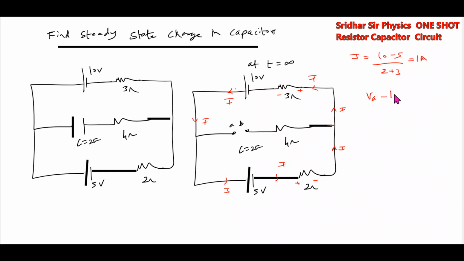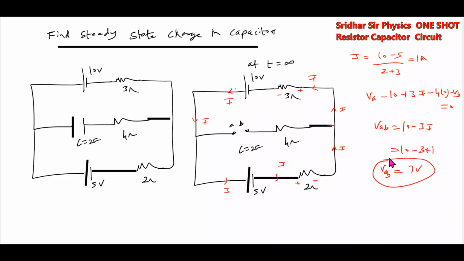Then VA minus 10 plus 3I minus 4 into 0 minus VB equals 0. VB equal to 10 minus 3I. VAB equal to 7 volt. This is the method where all capacitors are replaced with open circuits and we find out the steady state charge.